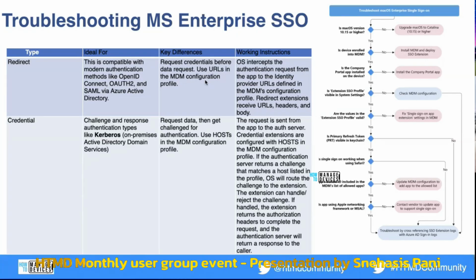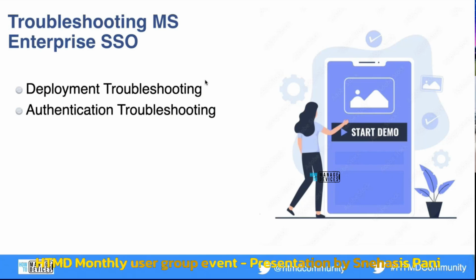But before that, let me tell you how troubleshooting has been divided. It has two parts: one is deployment troubleshooting, and the other is authentication troubleshooting, or application troubleshooting. Why is it defined in two ways, and how does it help? Any application or profile you push through Intune, you should know how to troubleshoot in case it fails on any of the devices.